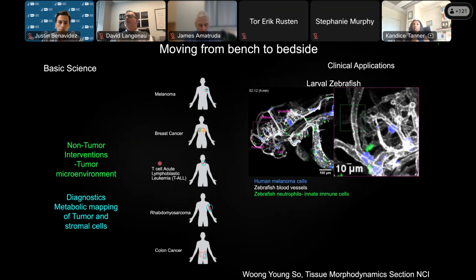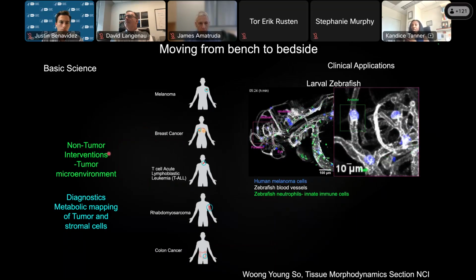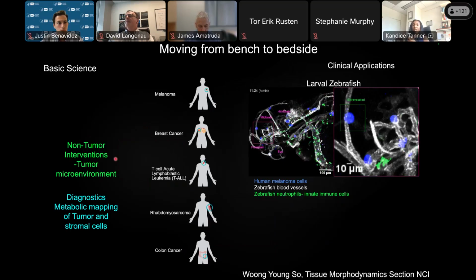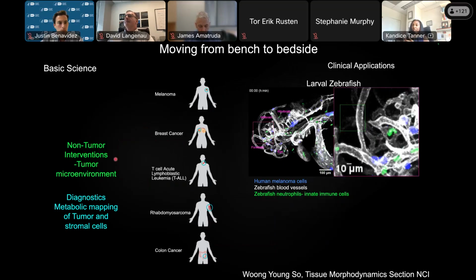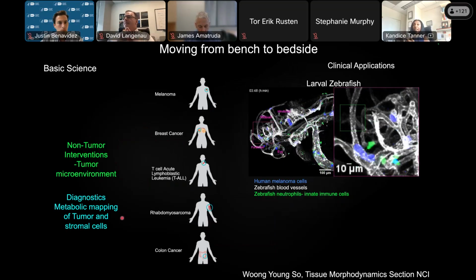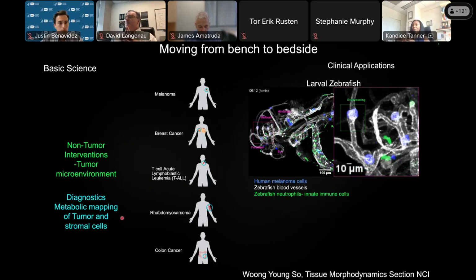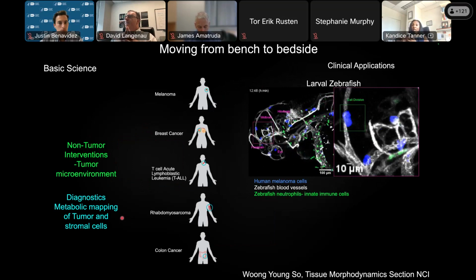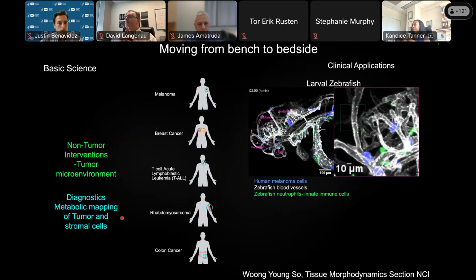So for the rest of the talk, I'm going to talk about how we could use zebrafish in terms of bringing new insights into non-tumor interventions, focusing on the tumor microenvironment. And more importantly, understanding what may be some biomarkers, akin to metabolic mapping, to be able to add some insight in terms of therapeutics.